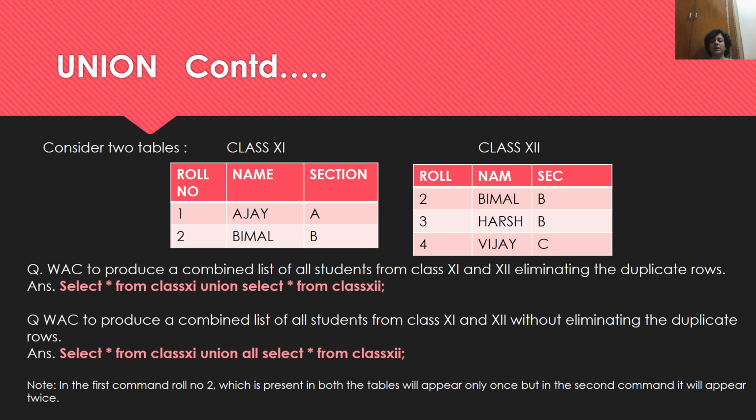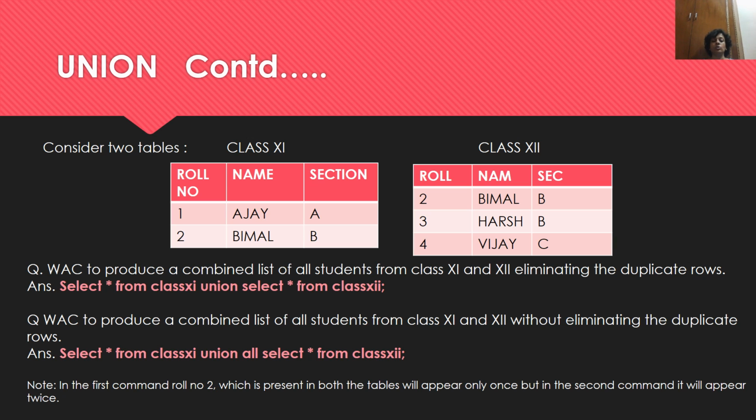Consider two tables, class 11 and class 12. Both the tables have three columns: roll number, name and section. Now, to produce a combined list of all students from class 11 and 12, eliminating the duplicate rows, the command would be select star from class 11 union select star from class 12. To produce a combined list of all students from class 11 and 12 without eliminating the duplicate rows, the command would be select star from class 11 union all select star from class 12.